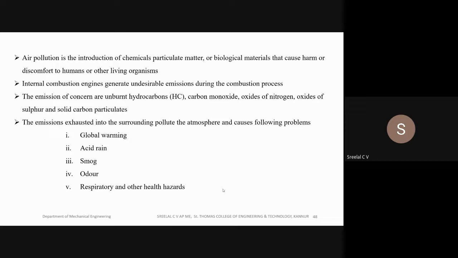So as a result, what happened? The air quality will be decreased. Moreover, it gives a big hand to increasing global warming, and acid rain mainly due to the suspension of sulfur oxides. Also odor, the smell and everything, and then respiratory and other health hazards. These are the main problems caused by the emissions from IC engines.